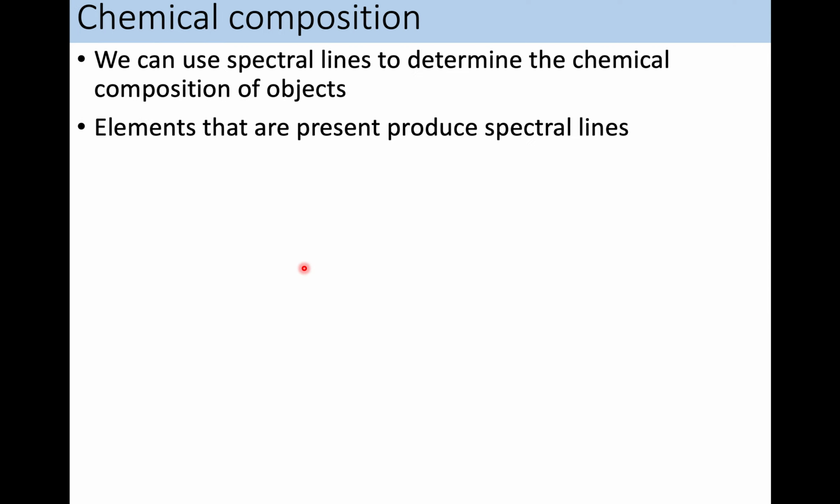So we can use the spectral graph or the spectral lines to determine the chemical composition of objects that we're looking at. So we know that different elements produce very specific spectral lines. So we just saw the example for hydrogen. We know it has those 3 main lines. Every element has a very specific set of wavelengths that it absorbs and emits at.